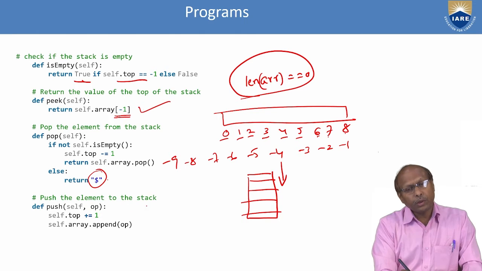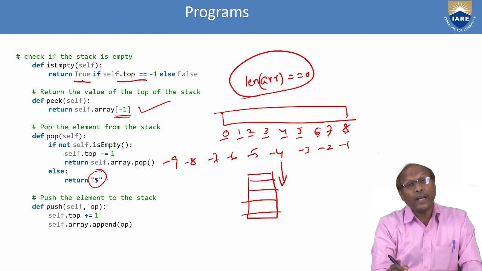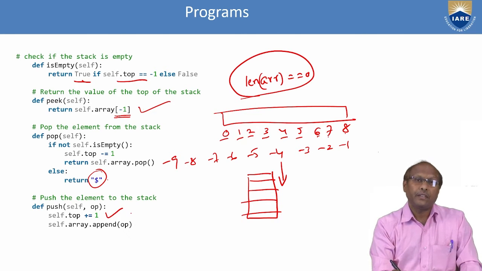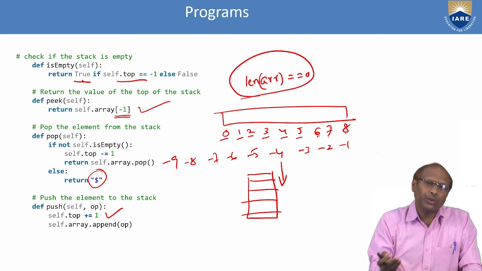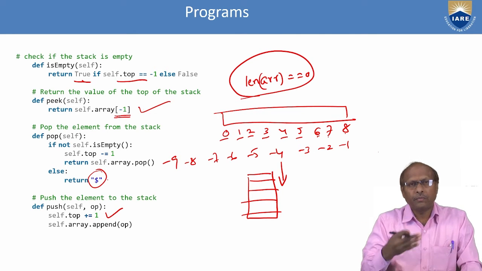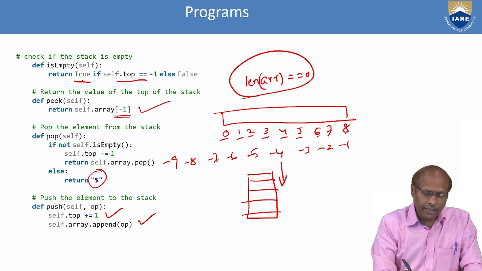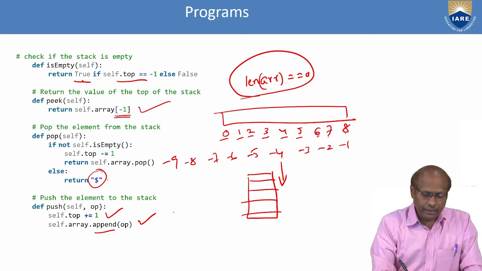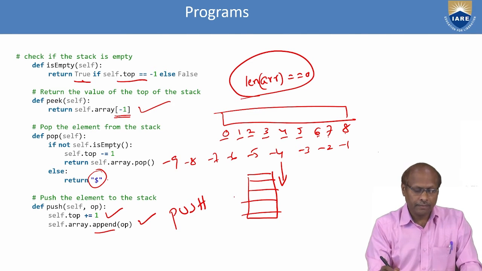Similarly, push. Push means what? You have to add the element to the stack. Where do you have to add? At the top of the stack. So that's why you have to increment the top first, because the initial top is -1. In the -1 place, you cannot do anything, so you have to increment the value. Then you append. Append is a special method in Python, which inserts the element at the end of the stack, which is useful for pushing the data.